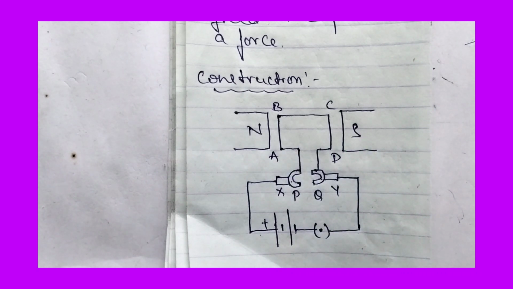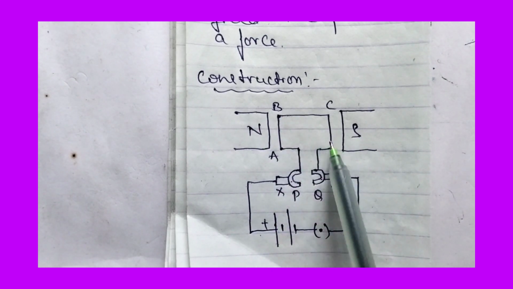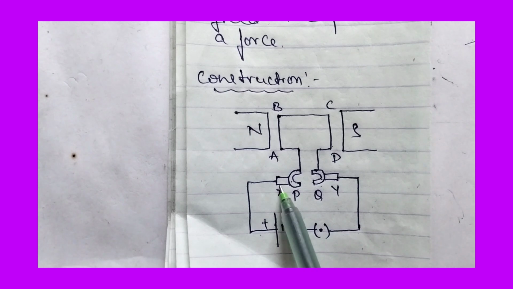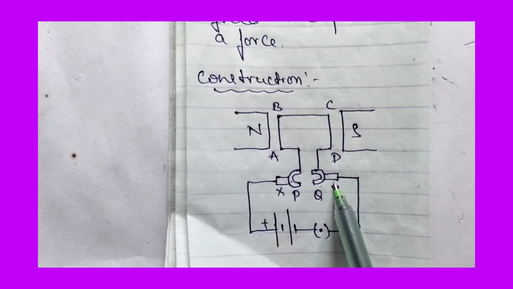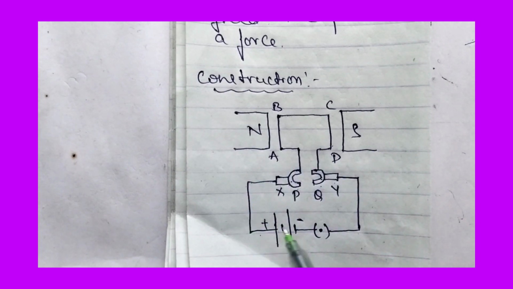So this is the construction of a DC motor. The DC motor consists of the following parts: N and S poles of a magnet, ABCD rectangular copper coil, PQ split rings made up of copper, XY carbon brushes made up of carbon, and this is a battery and this is a key. So this is the construction of a DC motor.